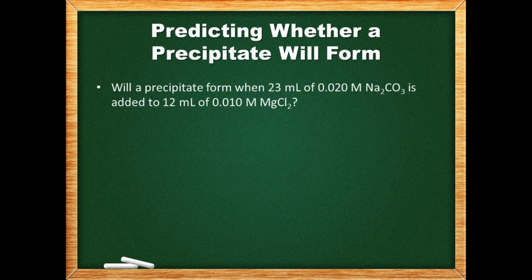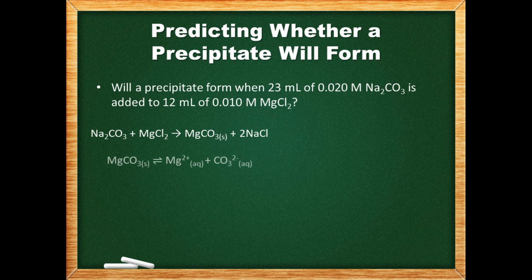Will a precipitate form when 23 milliliters of 0.020 molar sodium carbonate is added to 12 milliliters of 0.010 molar magnesium chloride? We can start by writing down the double replacement reaction between both reagents, which allows us to determine the precipitate that will potentially form. Then we write an equation representing the equilibrium present in a saturated solution.